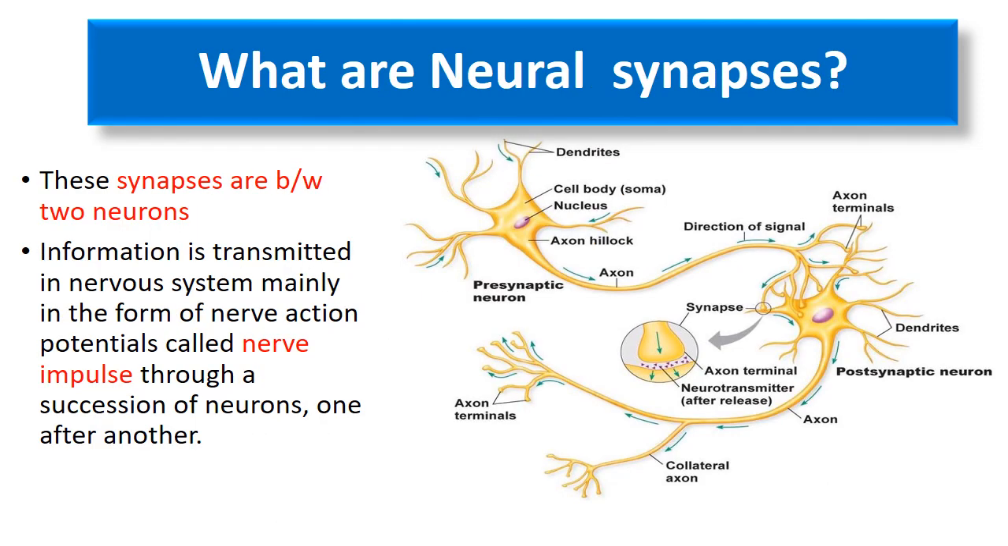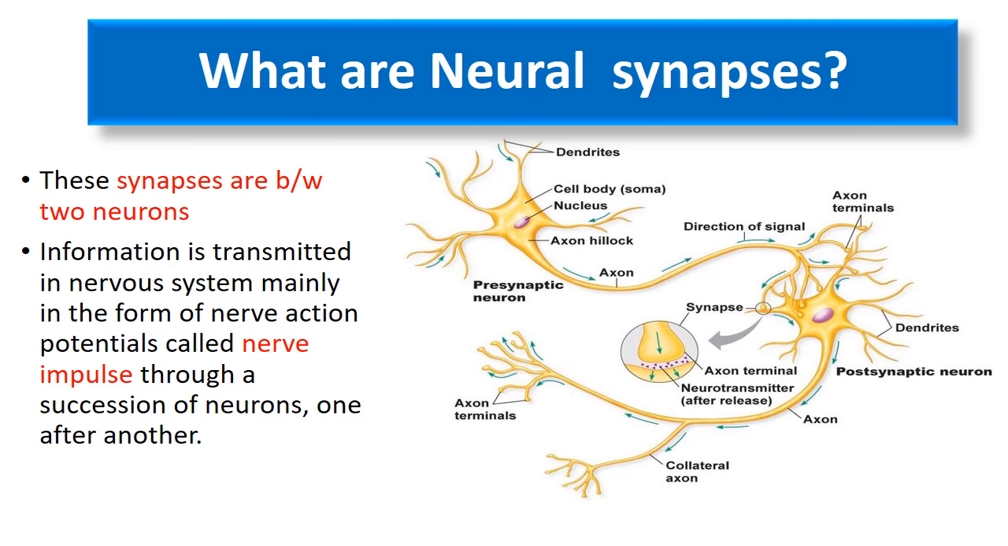Now, since it's neuroscience, we will not discuss the neuromuscular junction. We have already done that. We have also done the cardiac muscle, in which two muscle cells are connected via gap junctions. We will focus here on the neural synapses, meaning the synapses between the neurons. Those synapses between two neurons are known as the neural synapses.